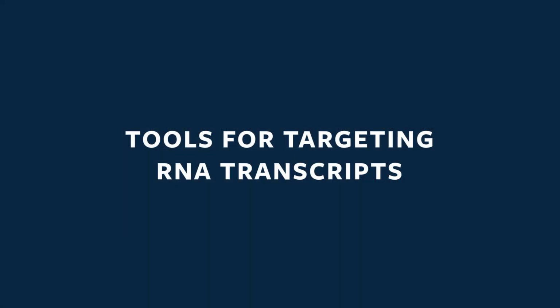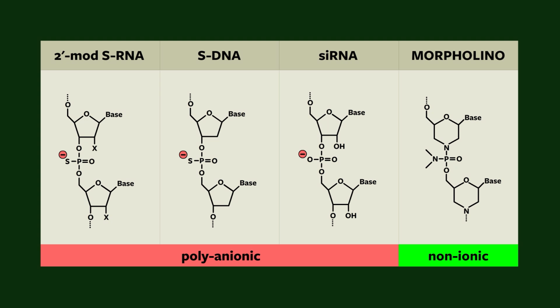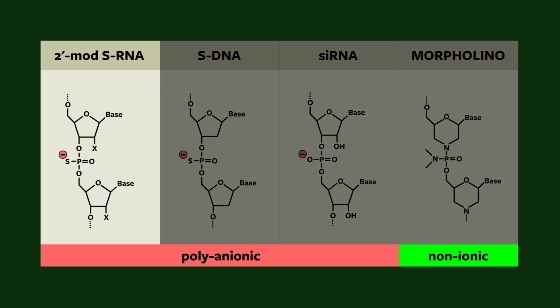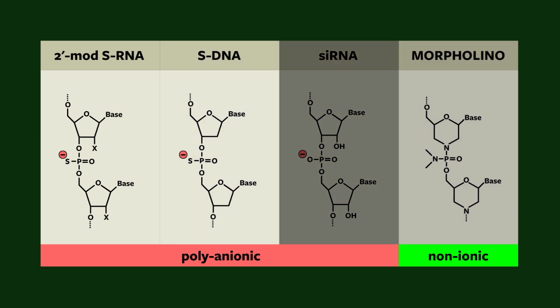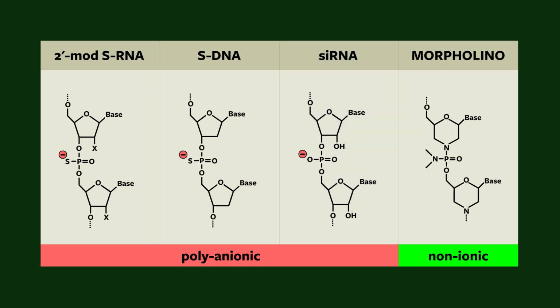Tools for targeting RNA transcripts. Currently, the 4 antisense structural types shown in the chart dominate the field of antisense therapeutics. Drugs of 3 of these structural types have been approved for clinical use: 2' modified siRNAs, sDNAs, and morpholinos. And drugs of the 4th type, siRNAs, are now in clinical trials.